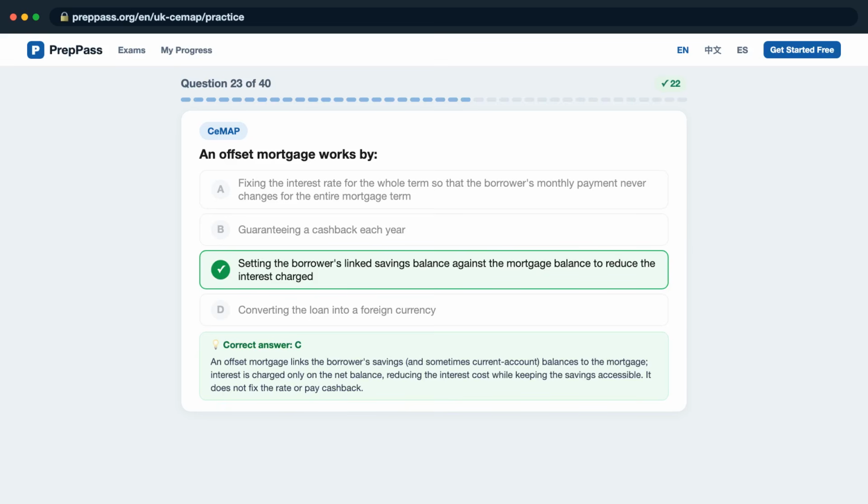The correct answer is C. An offset mortgage links the borrower's savings, and sometimes current account, balances to the mortgage. Interest is charged only on the net balance, reducing the interest cost while keeping the savings accessible. It does not fix the rate or pay cash back.